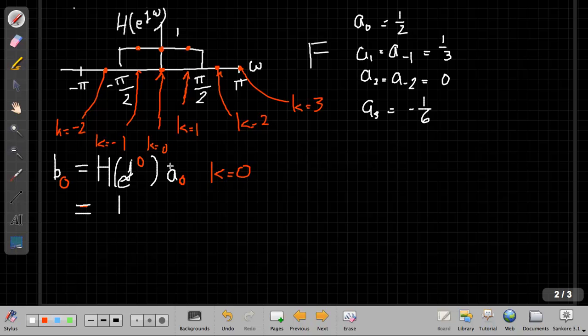So this is 1, and then a of 0 was 1/2. Right, and I got that from up over here. So bringing this together, this tells me the Fourier series for the output of this signal will be 1/2. Okay, going on doing a similar thing now, I can go find the, let's do over here maybe the k equals 1 term.